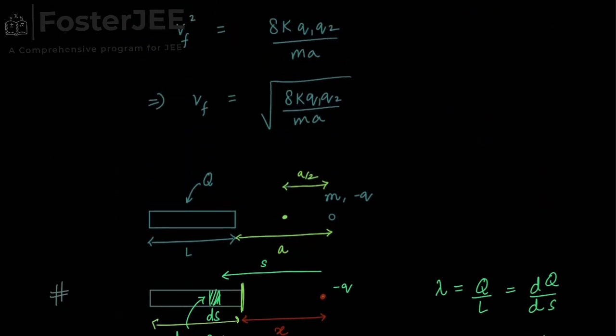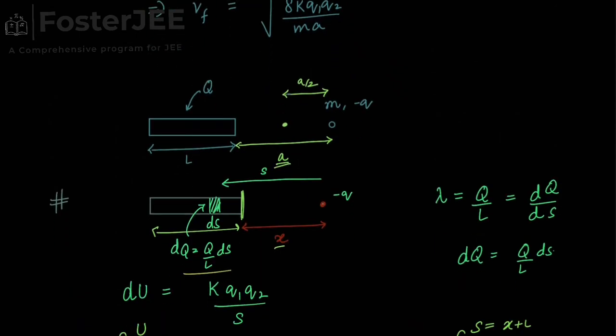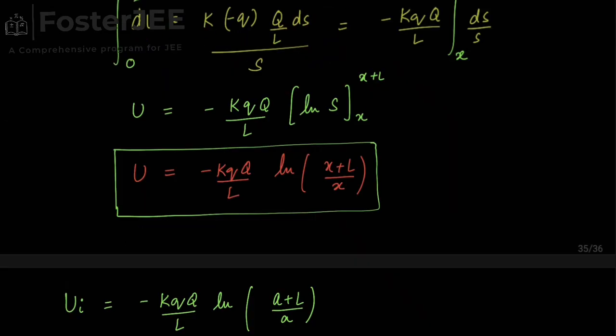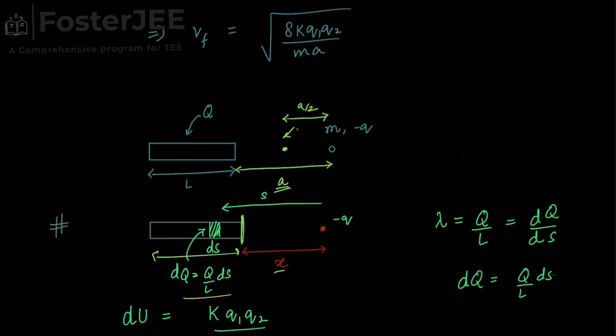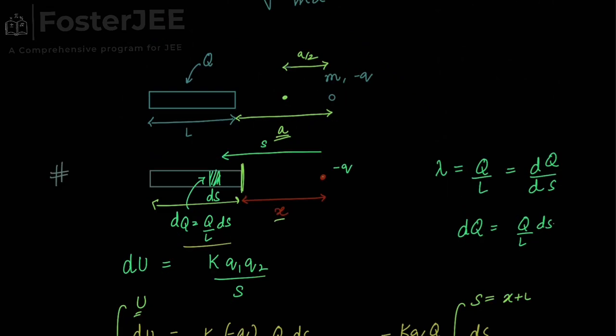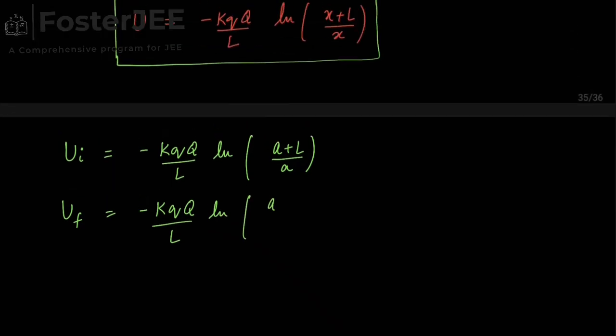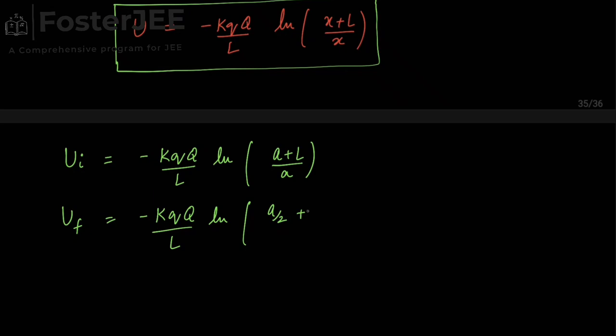Now note that this is true for any distance between the charge and the rod. So initially when the distance is a, we can see the potential energy Ui is equal to minus kqQ upon L ln, in place of x we will write a and the rest is the same, and U final when the charge comes at this position, that is the distance between them is not x but a by 2. So the total potential energy becomes minus kqQ upon L ln, in place of x we will replace a by 2 plus L upon a by 2.